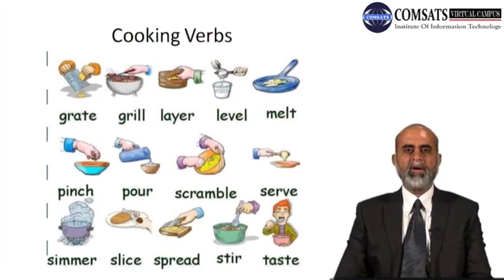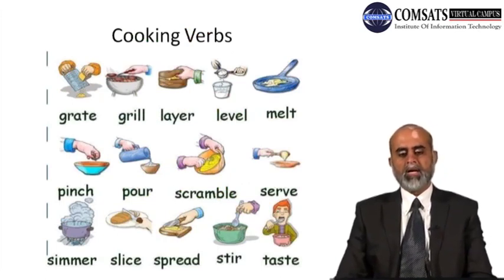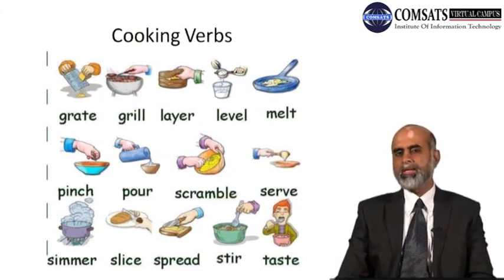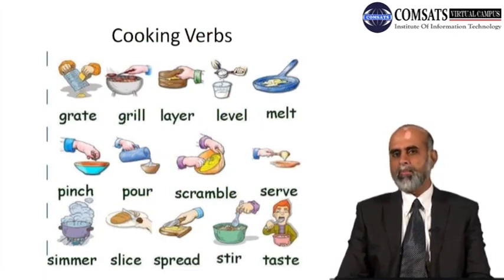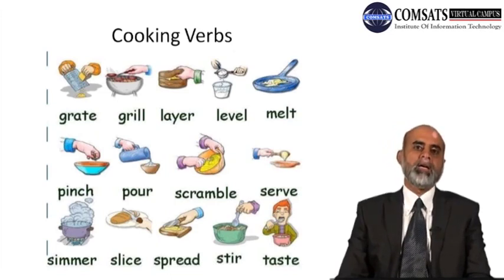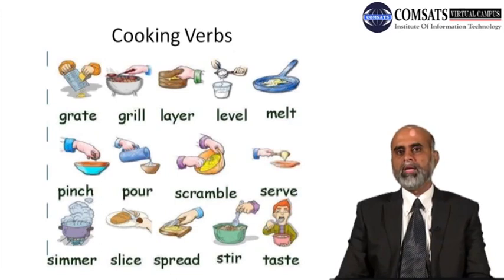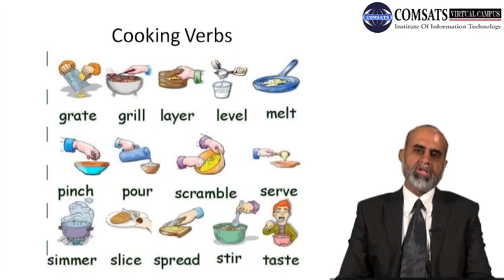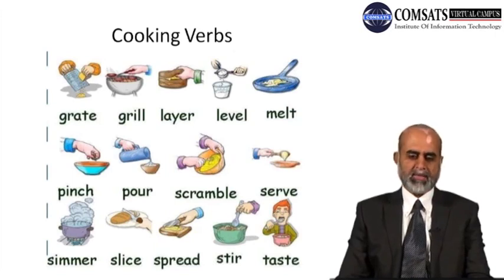Let's move on and have a look at some of the cooking verbs. Okay, we have already learned what we mean by grate. So what are the things that we normally grate? Apart from cheese, what else do we grate? Yes, you're right. We grate radishes. Radish मूली को कहते हैं. We grate turnips. We grate carrots. We grate cheese. And we can grate lots of other things.